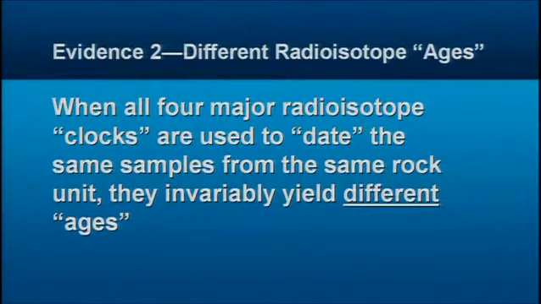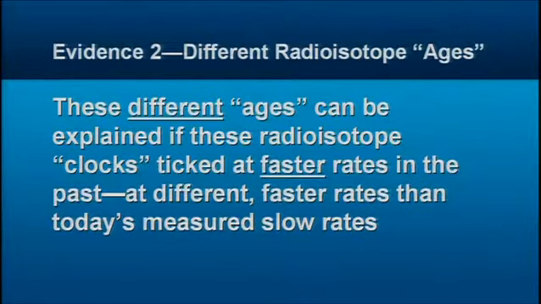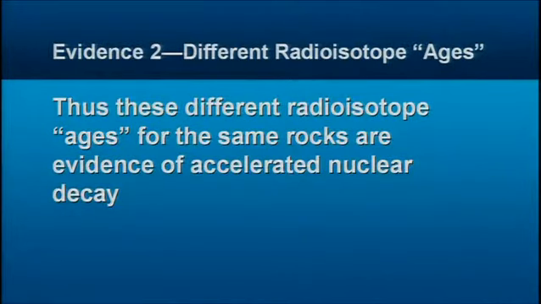When all four major methods were used to date the same samples from the same rocks, they invariably yielded different ages. And these different ages can be explained if these radioactive clocks ticked at faster rates in the past, different faster rates than today's measured slow rates. And so we have to conclude that these different radioisotope ages from the same rocks are evidence of accelerated nuclear decay, matching what we discovered from the helium leaking out of those zircon crystals.